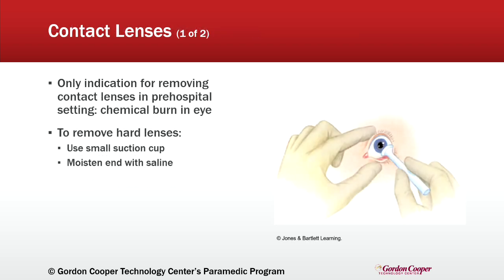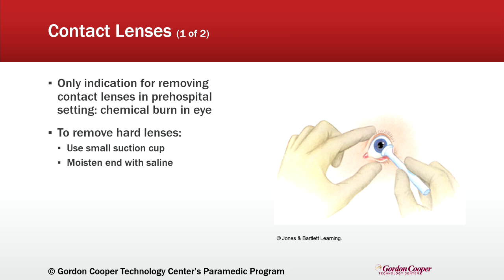If they're wearing contact lenses, the only reason that we're going to remove contact lenses in the pre-hospital setting is for a chemical burn to the eye. So we want to take those contact lenses out if there's a potential for chemicals being stuck in, on, or around and under that contact lens. There's different procedures that we can use. Sometimes the patient can help us do that.